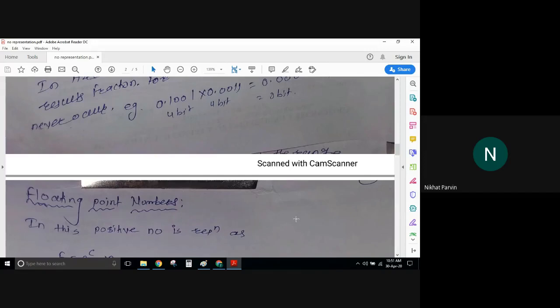Floating point number. In that, what is the syntax? What is the format of your floating point number?